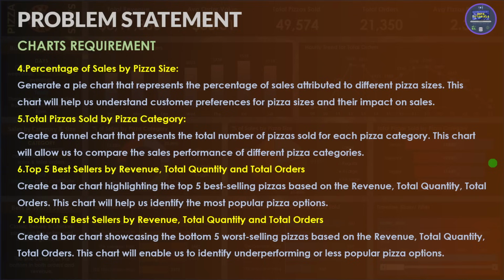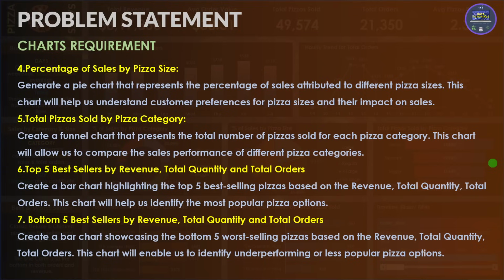The next one is he wants us to find the top 5 best sellers by revenue, total quantity and total orders, right? So he wants us to find the best sellers by using three measures: the revenue, quantity and the total orders. From here he will identify which are the best seller pizzas, right? And he can focus on those particular pizzas, give some discounts to the customer, and earn more from there.